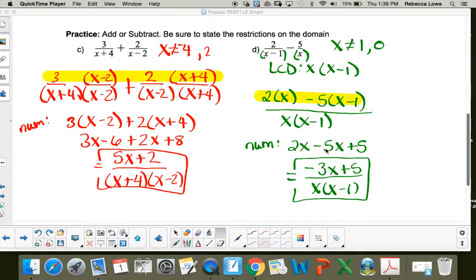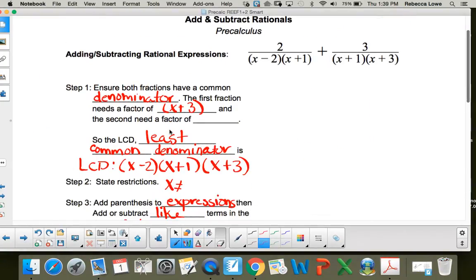Then again, I just simplified the numerator, being careful of distributing that negative. And there were no common factors in the numerator. So that was done. And then I brought in the denominator. And then here are your 2 restrictions, which you should do in the beginning, or you might forget. So we're going to a little bit more advanced.